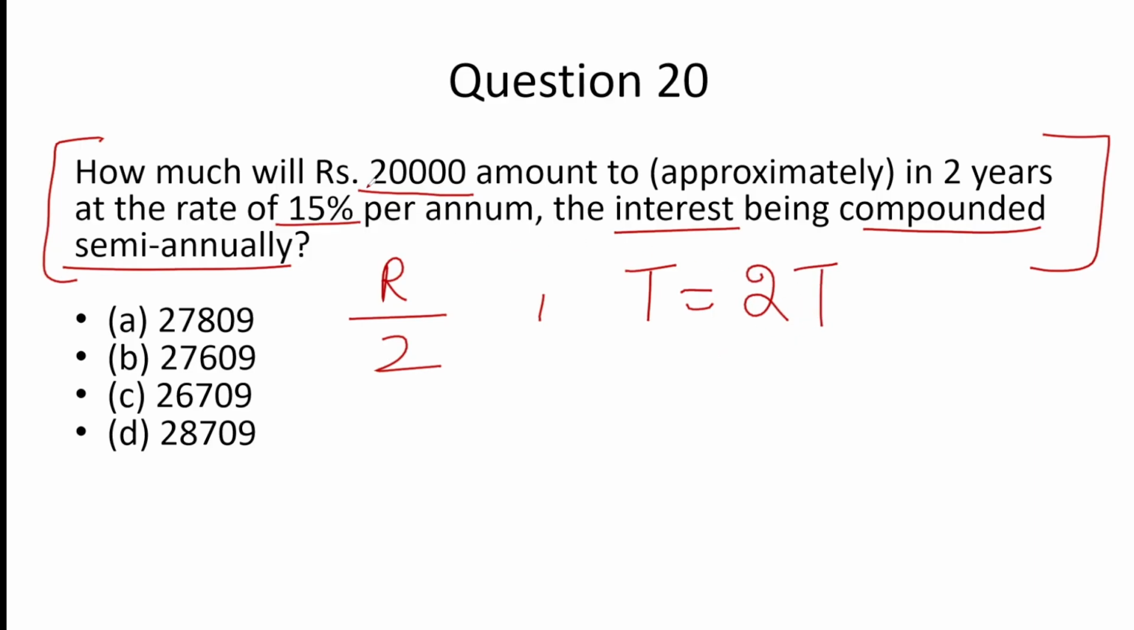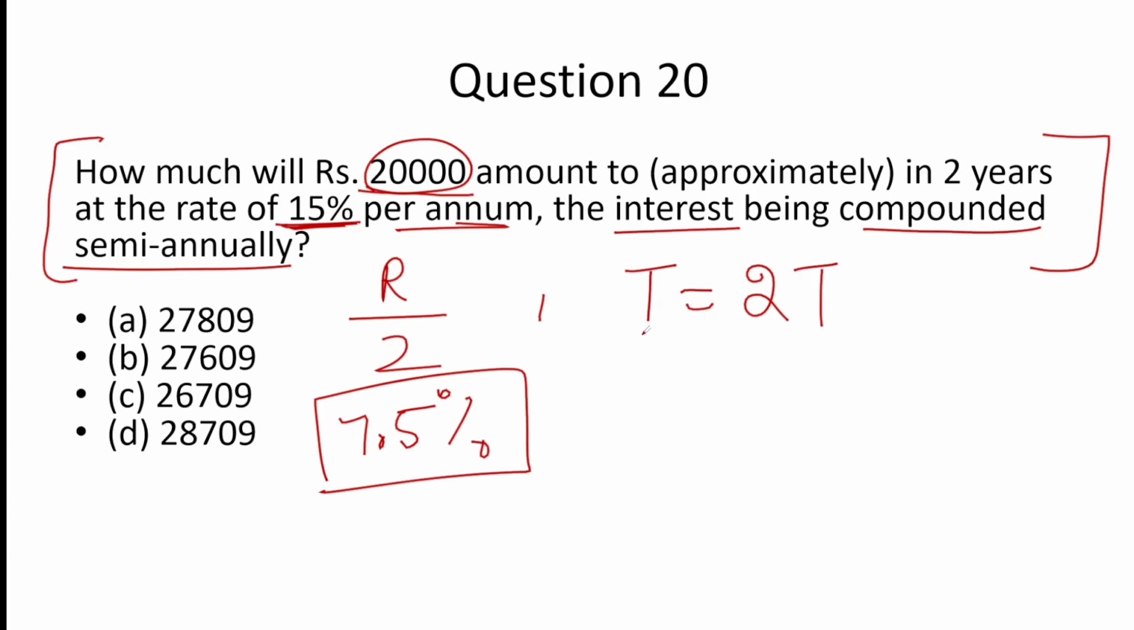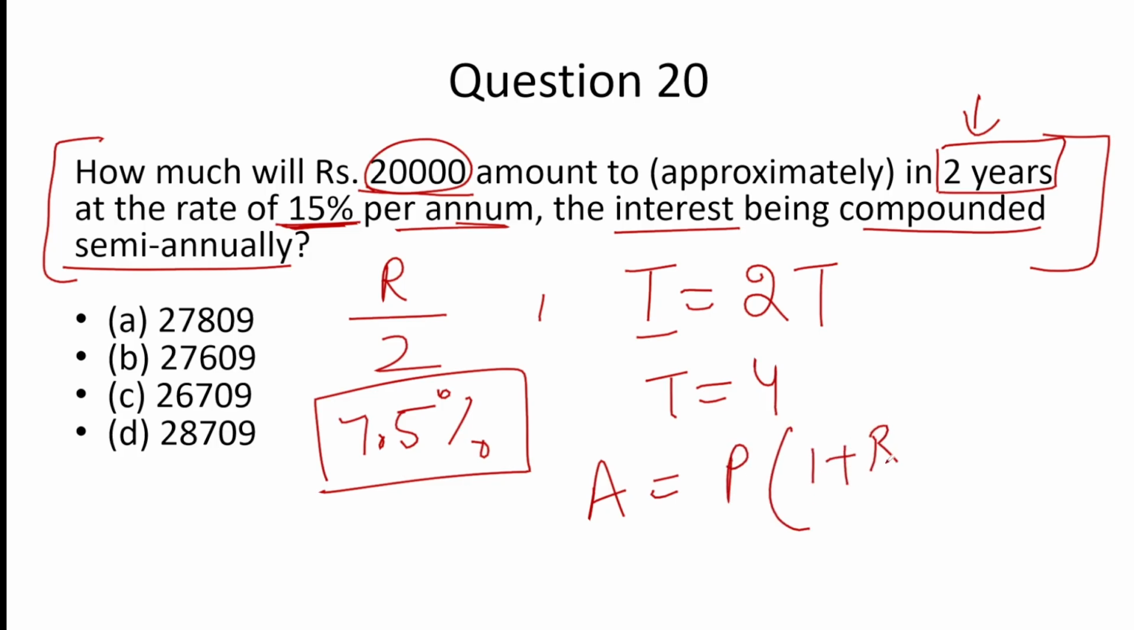So what is the principal here? 20,000, in 2 years at the rate of 15% per annum. So what will be the rate of interest for semi-annual? It is half of this, 7.5%. This will be the rate of interest. Time here is 2 years. How many half years are in 2 years? We have 4 half years, so time will be 4. So you can apply the formula of compound interest. This is the formula we have. Everything is given: principal is 20,000, rate of interest is 7.5.